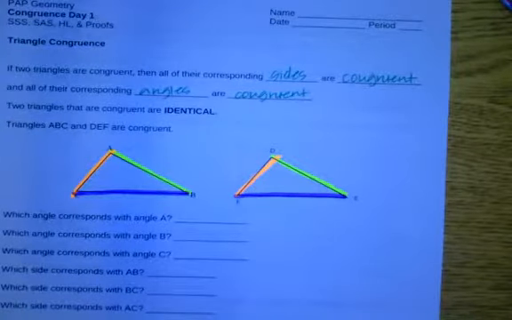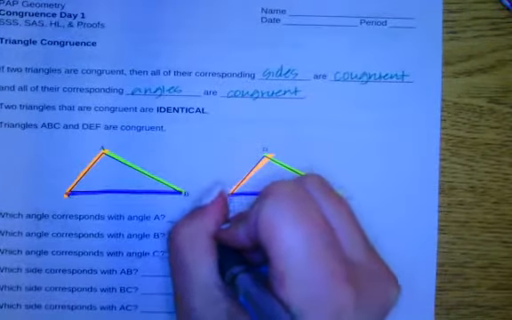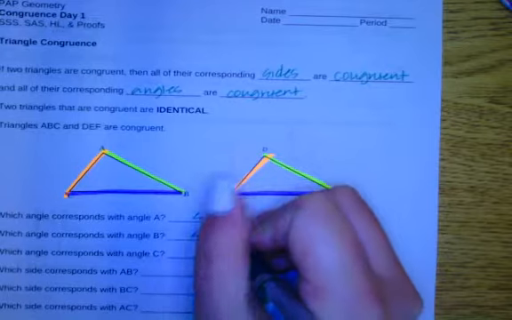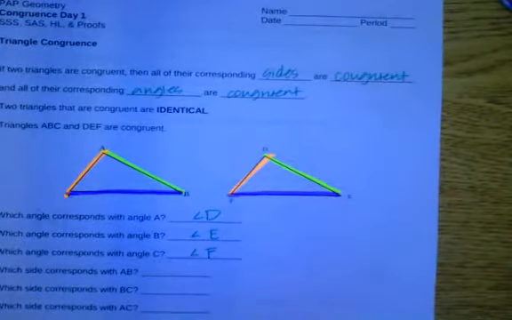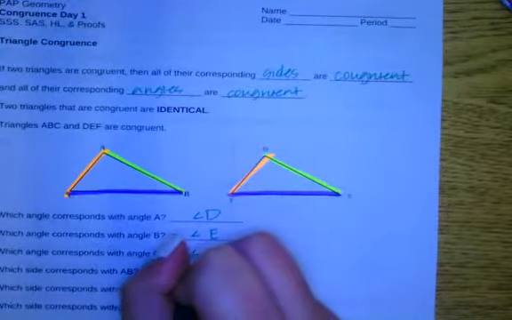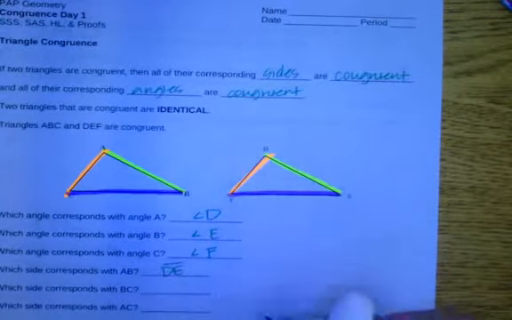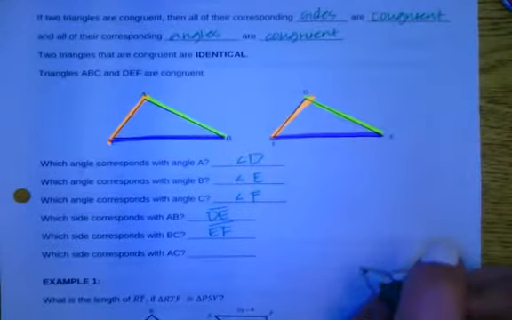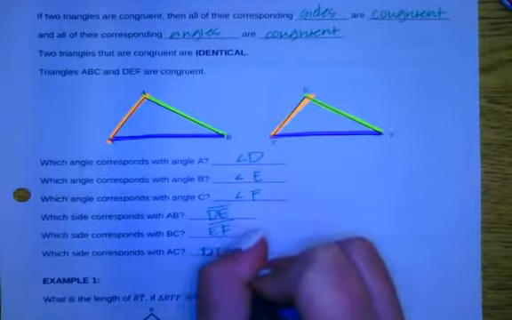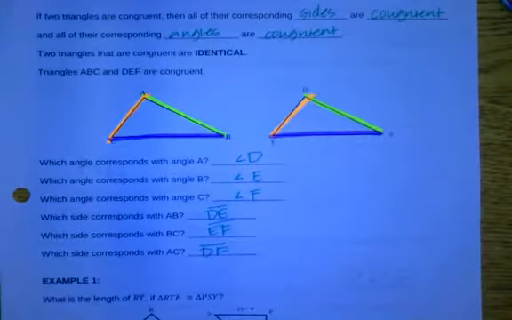Okay, so real quick, we're going to run through the little exercise. Which angle corresponds with A? D. B, E. C, F. Okay, what corresponds with AB, BC, and AC? Very good. Questions on just basic corresponding parts?